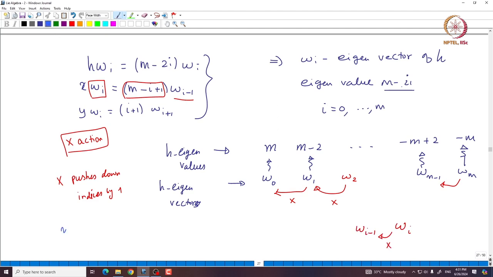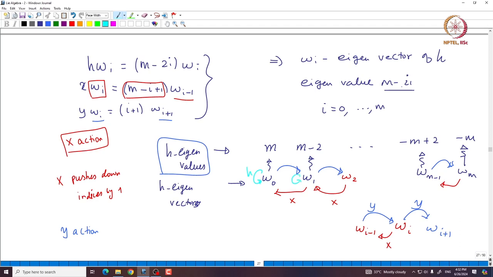Now let us see how the y action plays its role. If we take this w_i and apply y on it, then it pushes w_i to w_{i+1}. That means w_{i-1} is mapped to w_i, and then w_i is mapped to w_{i+1}, up to scalar. So this is the y action. y pushes up, and x pushes down. And h, all of them are eigenvectors, so h just maps each one to itself, like a loop. So this is the action of h. This is how the SL2 action is understood on this module S_m.